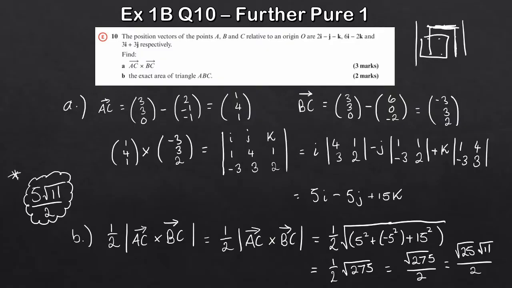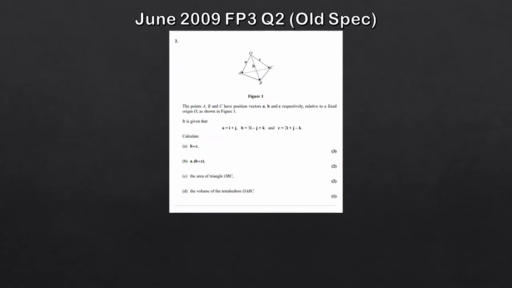Okay, so the key part of this is that when you're crossing two vectors, set it up using your 3x3 determinant like you would for Core Pure when you're doing the 3x3 matrices. Okay, so it's as easy as that. Let's take a look at another exam kind of question.